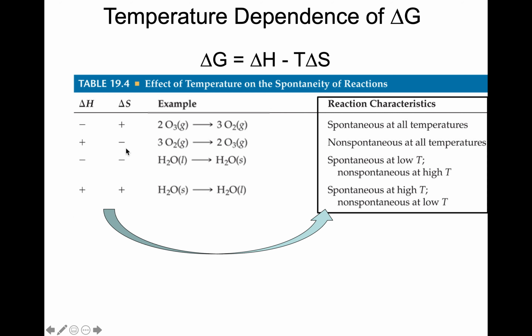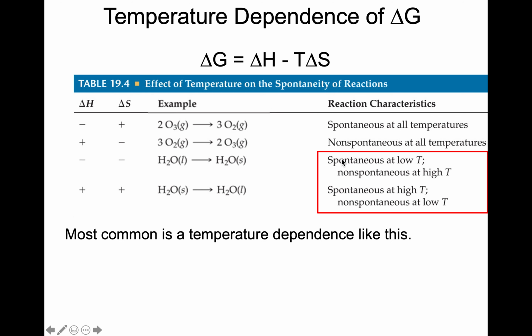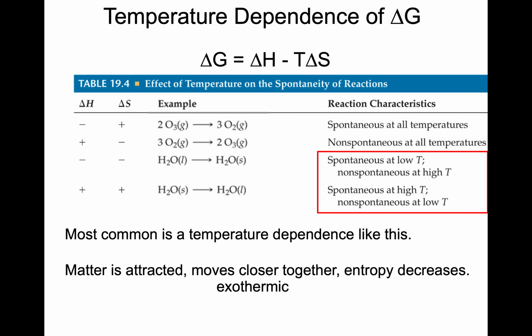We want to be able to connect the temperature dependence with what that tells me about the enthalpy and entropy changes for the system. Now, teacher to teacher, most common is a temperature dependence like this, meaning there is a particular temperature at which something becomes spontaneous: spontaneous at low temperatures, spontaneous at high temperatures, and non-spontaneous otherwise. That there is a temperature dependence like this. This is what we typically find in nature.